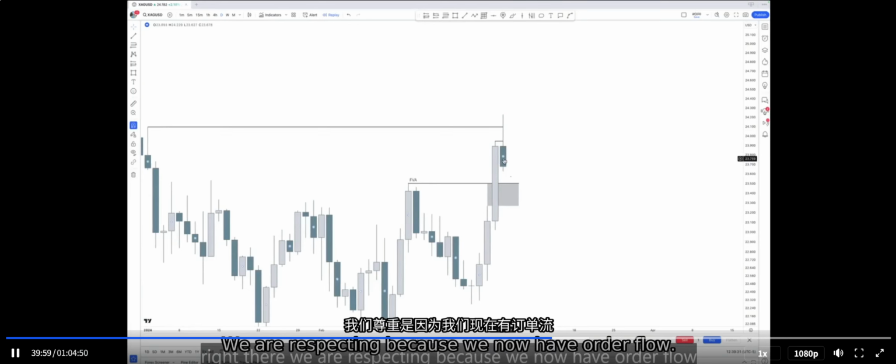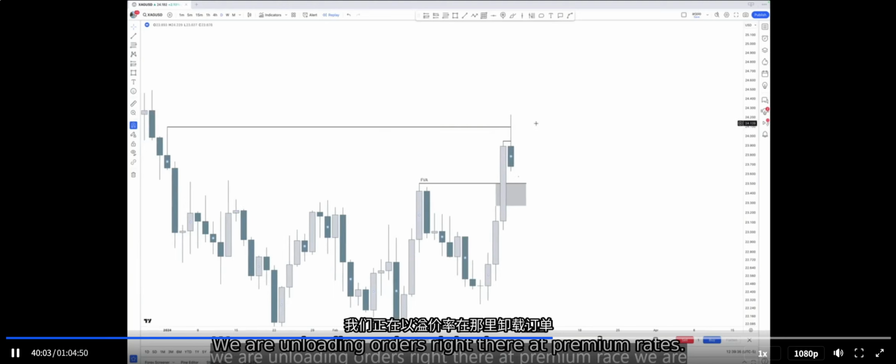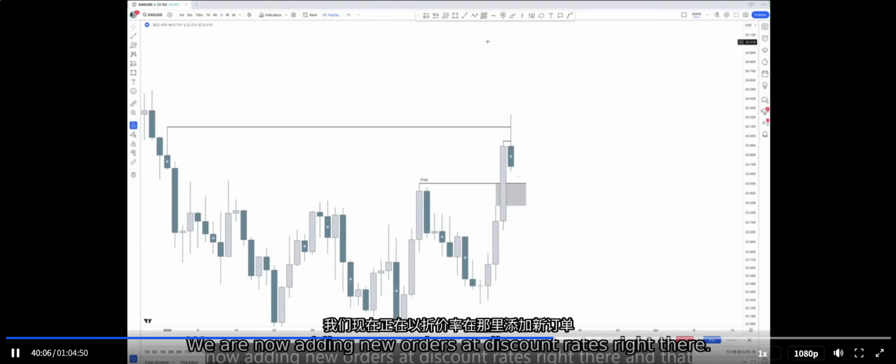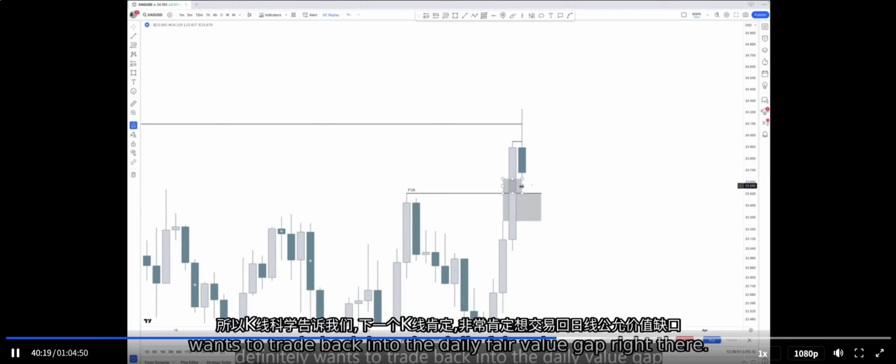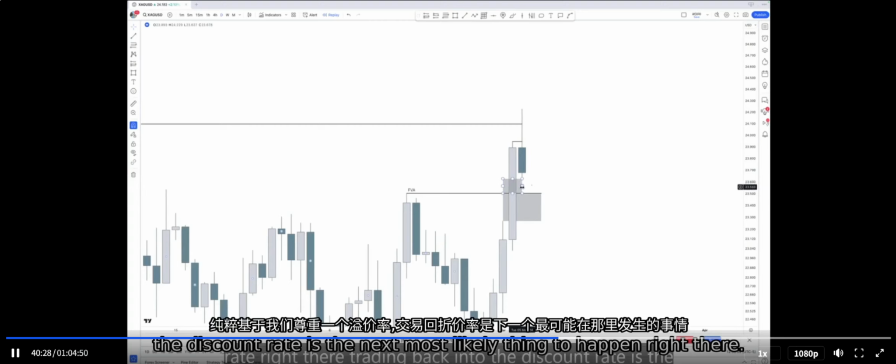We are respecting because we now have order flow. We are unloading orders right there at premium arrays. We are now adding new orders at discount arrays right there. And that is exactly what we are seeing right here. So the candle signs tell us that this next candle most definitely wants to trade back into the daily fair value gap right there. Purely based on that we are respecting a premium array right there, trading back into the discount array is the next most likely thing to happen right there.